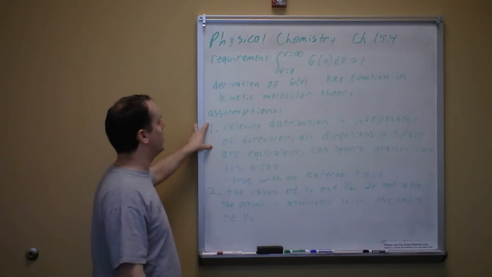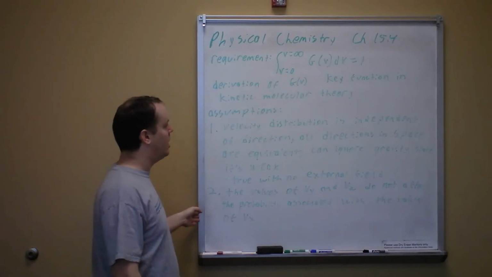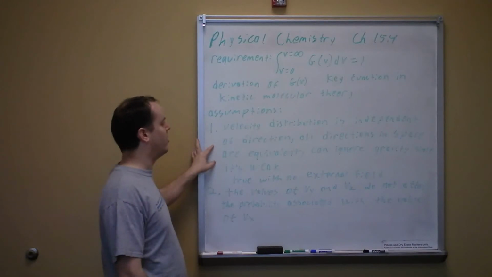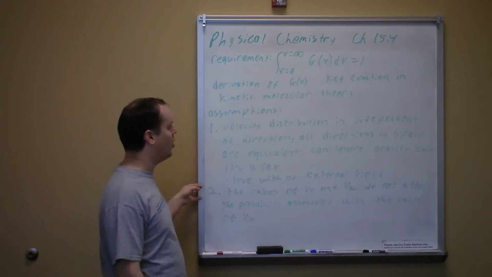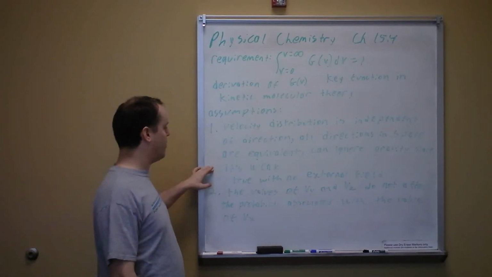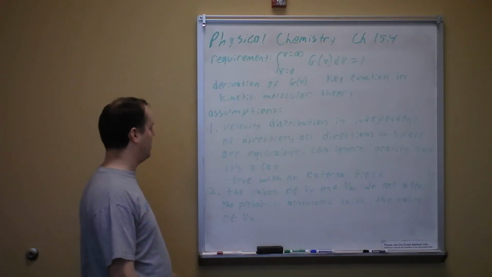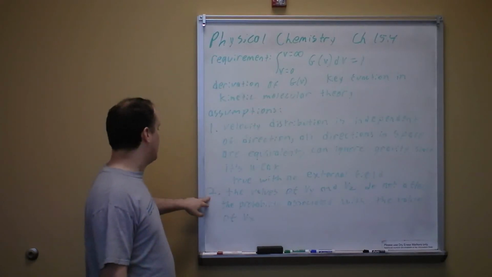So the first assumption we're going to make is that the velocity distribution is independent of direction. In other words, x, y, z, diagonal, it doesn't matter. All directions in space are equivalent. Now, we can ignore gravity, I mentioned a while ago, because gravity is so weak. Now, this is true as long as we have no external field. If you have a magnetic field, electric field, or really strong gravity field, that's going to change a little bit. But we're going to ignore that for now.